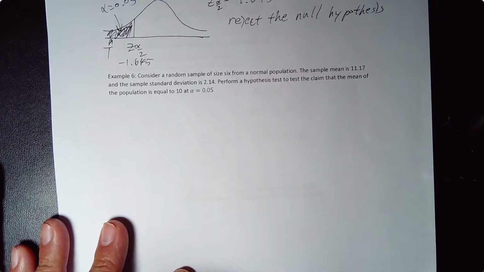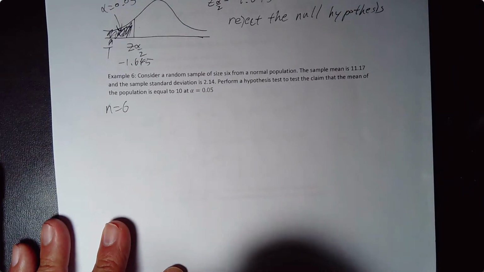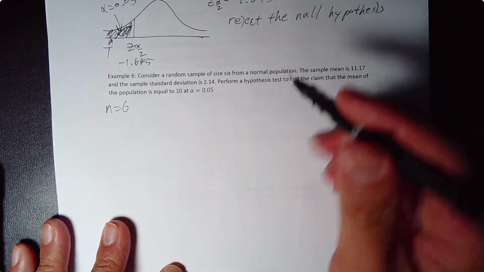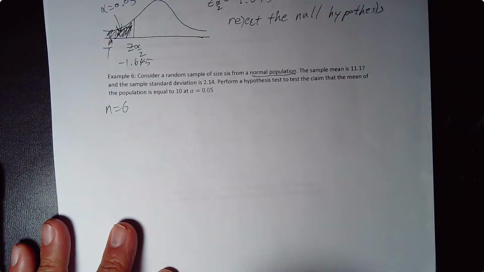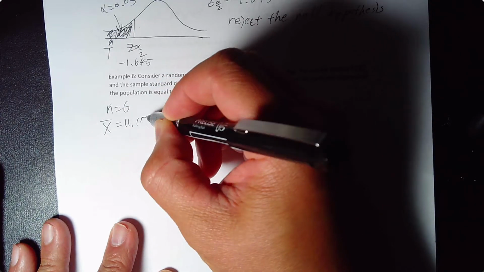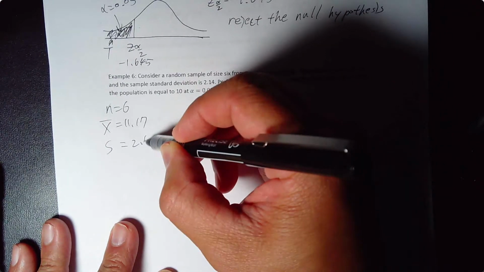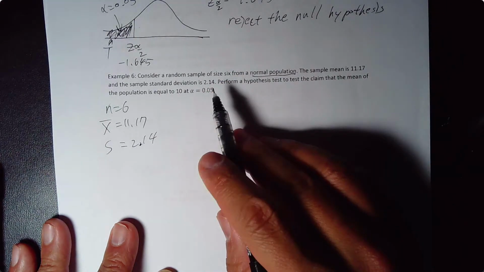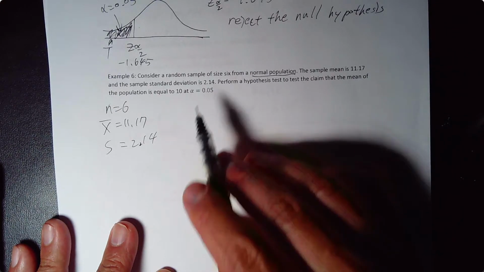Okay, a random sample of size 6, so n equals 6. Oh, so that's not big enough. So we might not have normality, but wait, we are getting this from a normal population. So okay, we're making that assumption here. Sample mean 11.17, sample standard deviation equals 2.14. It doesn't say here that we know sigma, so we must use the t critical value.